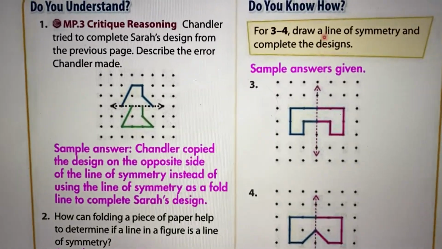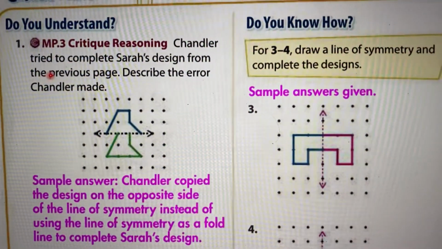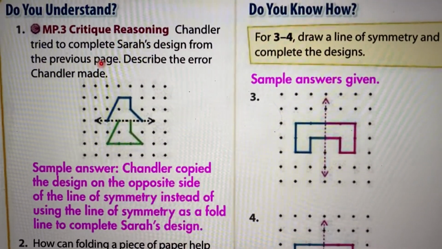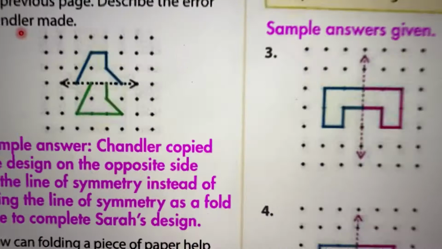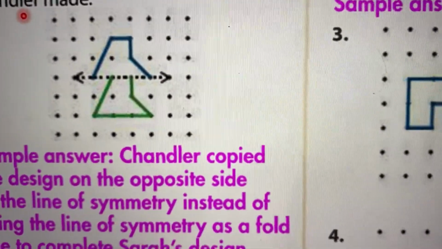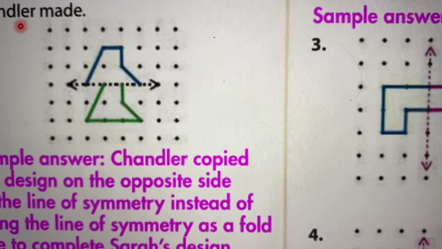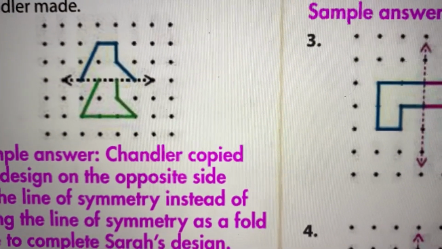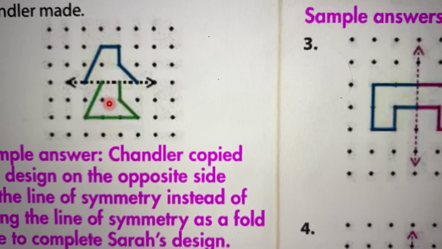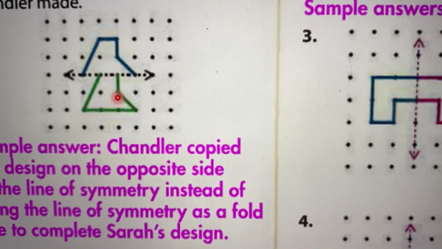Now, look here. Chandler tried to complete Sarah's design from the previous page. Describe the error. Look what he did, what I told you about the shapes just now, that I have to draw it upside down, okay? In this case, if I fold the paper, am I gonna have two matching parts? No.